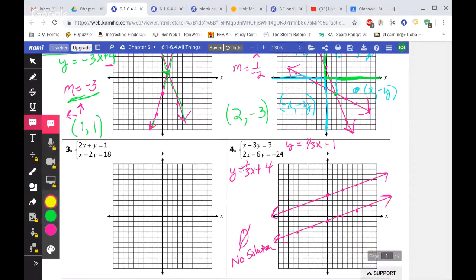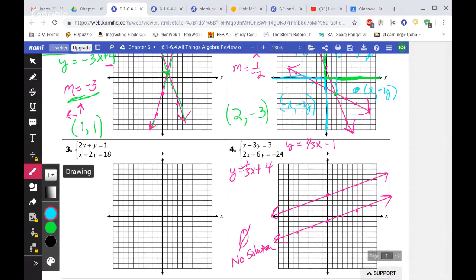Okay. All right. On number 3, neither one of those are in slope-intercept form, are they? Hopefully Mary Faith is there to check my math. Thanks for having my back, Mary Faith. You're welcome. Are you still with me? Okay, good.